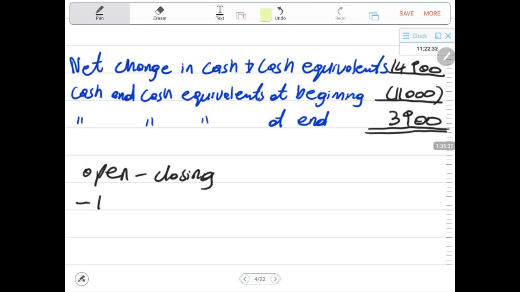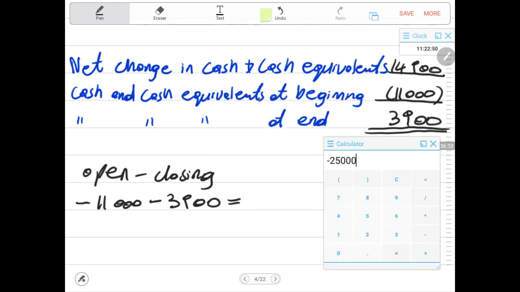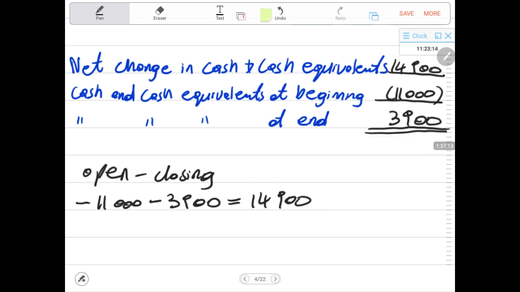Our opening is negative 11,000 minus 3,900. Do you see that? Our opening is an overdraft, meaning it's a negative. Therefore it becomes negative 11,000, and negative 3,900, meaning we end up adding and we get 14,900. So that's why the net change in cash and cash equivalents becomes 14,900. Please be mindful of that.